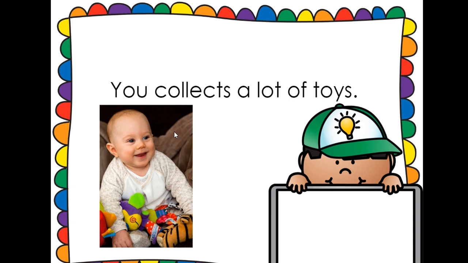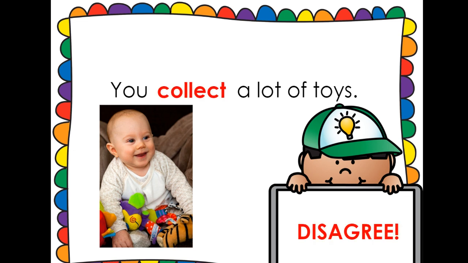Ooh, look at the baby. This sentence says, you collects a lot of toys. Now you say that sentence. You collects a lot of toys. Say that to yourself. See if this verb, collects, and you, the subject, agree. You collects. I know what I think. Let's see what the verb patroller thinks, and we'll see if we all agree with what the verb patroller says. Oh, he disagrees. I agree with the verb patroller. I hope you do too, because the verb collect and the subject you sound much better in this sentence. You collect a lot of toys sounds much nicer than you collects a lot of toys.